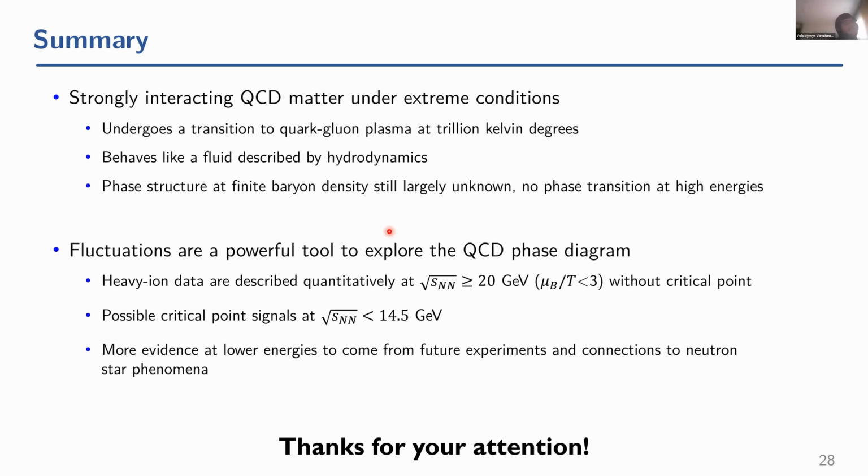But fluctuations in heavy ion collisions are a powerful tool to explore the QCD phase diagram. And analyzing the data from the beam energy scan, we see that above 20 GeV, the data are described by non-critical physics, but possible critical point signals are seen at lower collision energies, both from the beam energy scan as well as from other measurements like fixed target at STAR or HADES. But more evidence at lower energies will come soon from future experiments, as well as from connections to neutron star phenomena. So I think there are very interesting times ahead in that regard.